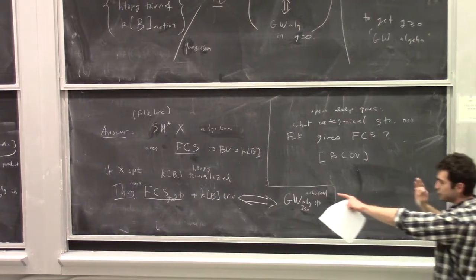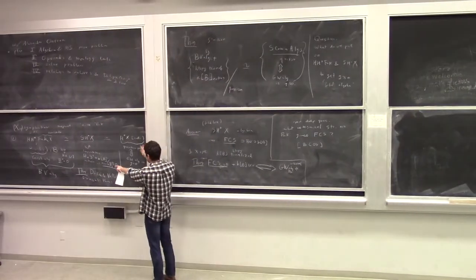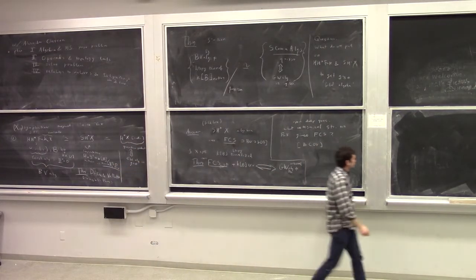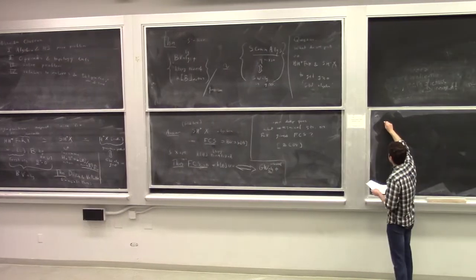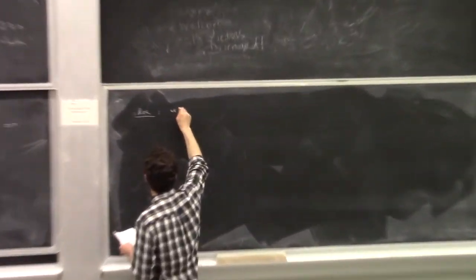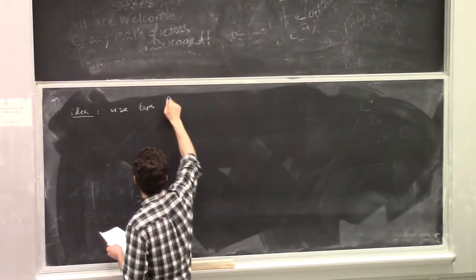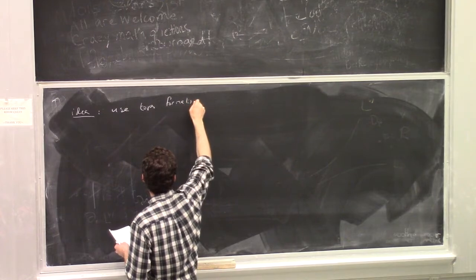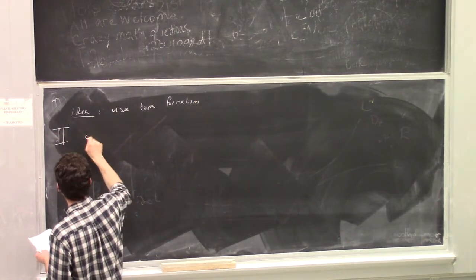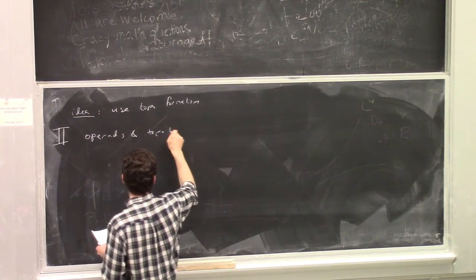So I'm just comparing the center and the right. There's one operad that acts on the center, there's a trivialization, there's something on the right. We want to show that these things are the same. The idea is to use some topological formalism. Namely, section 2, which is operads and topology.